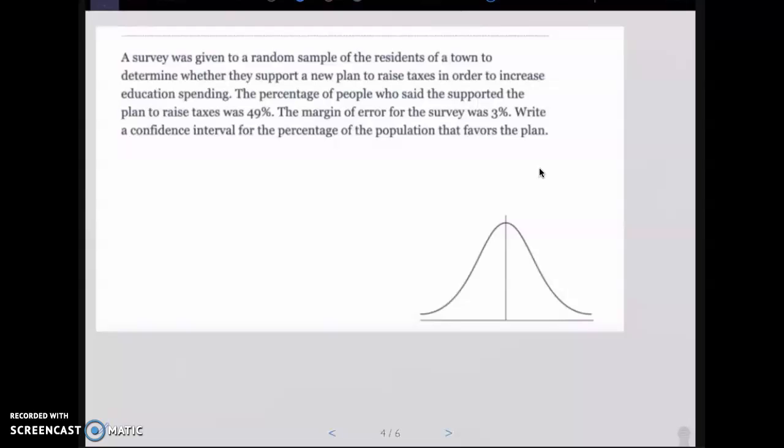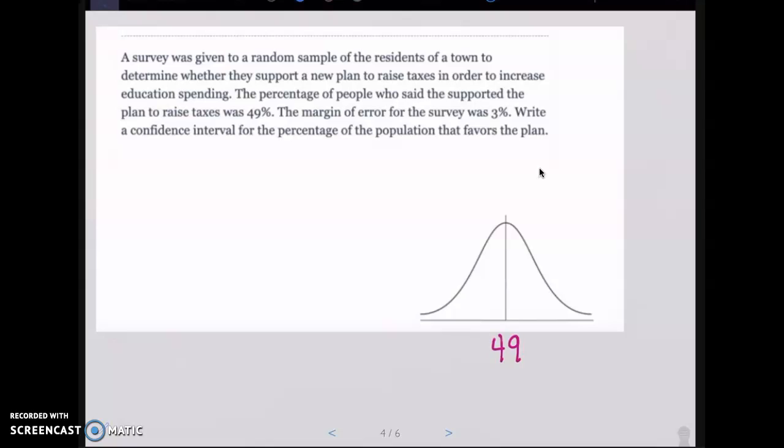A survey was given to a random sample of residents of a town to determine whether they support a new plan to raise taxes in order to increase education spending. The percent of people who said they supported the plan to raise taxes was 49%. So that's going to be your, this is actually a proportion, but we're going to call it an x bar. So that's going to go in your middle, 49%. The margin of error of the survey is 3%. Write a confidence interval for the percent of the population that favored the plan.